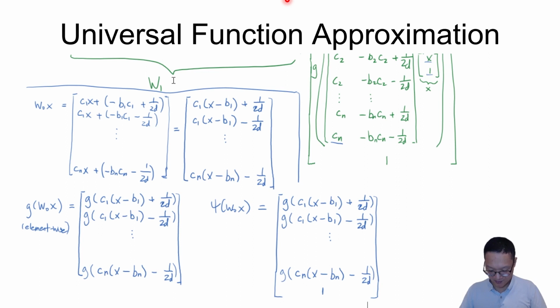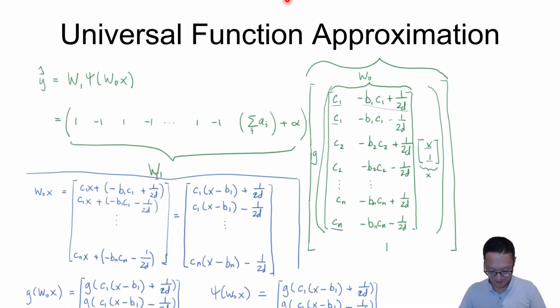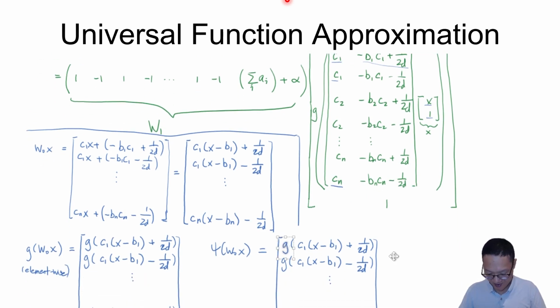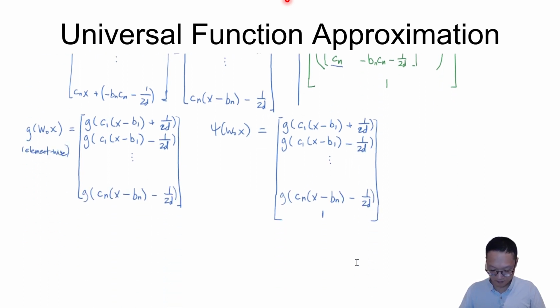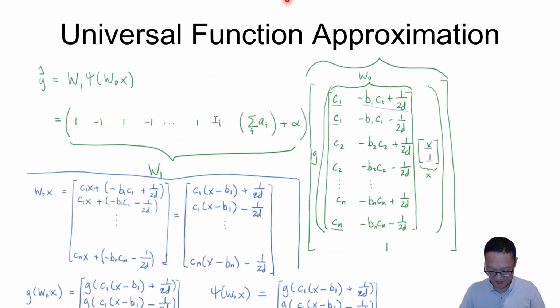So now we're ready to multiply psi of W0x with W1. We can see that W1 is just 1, minus 1, 1, minus 1, 1, minus 1, and so on. All of those 1s and minus 1s will get multiplied, in pairs, by the G's corresponding to the C_i's. The first one has a plus 1 over 2D. The second one has a minus 1 over 2D. And then the 1 at the end gets multiplied by the summation of the A_i's plus alpha.